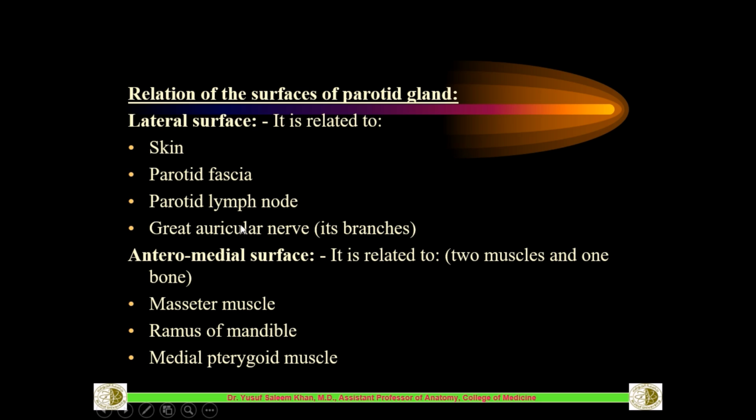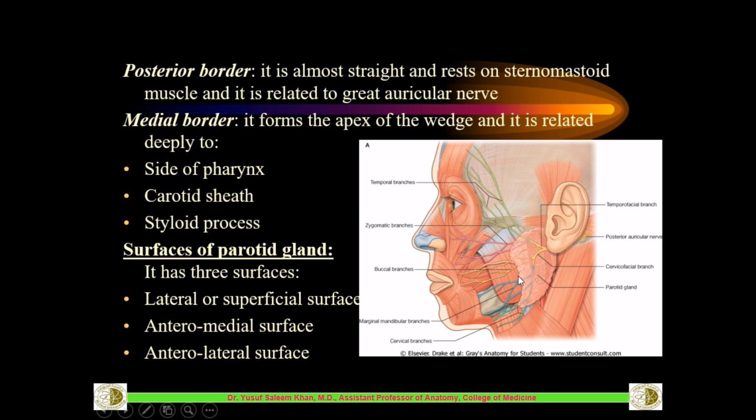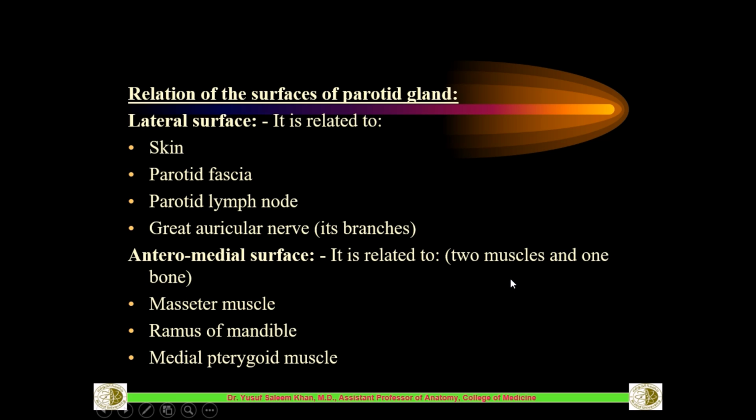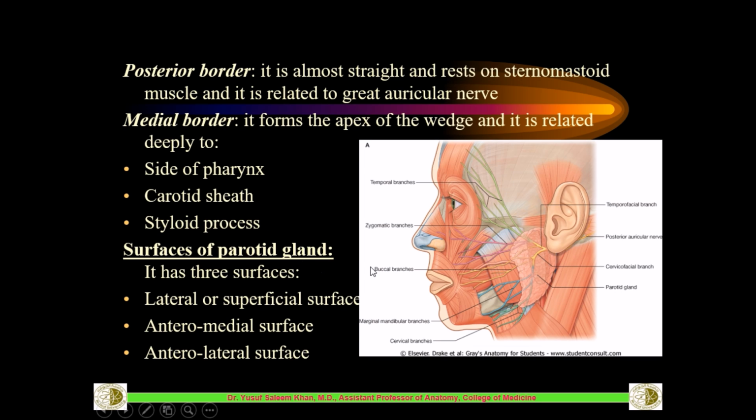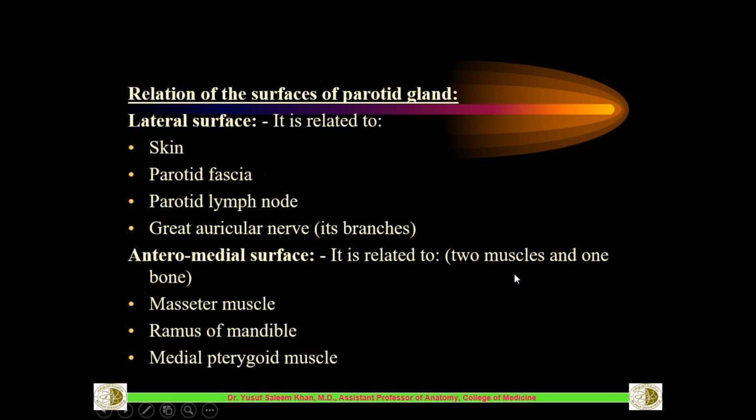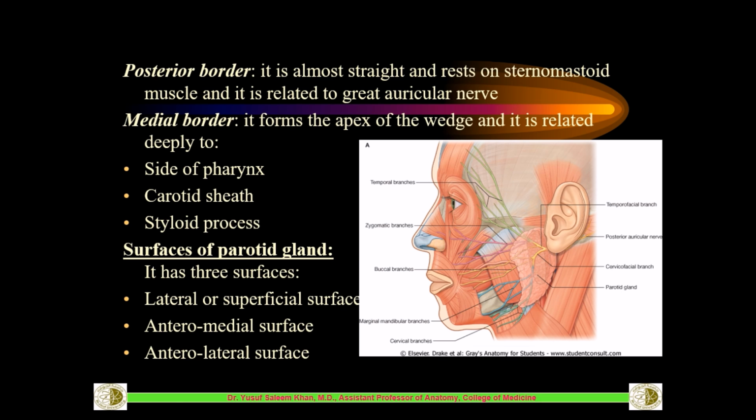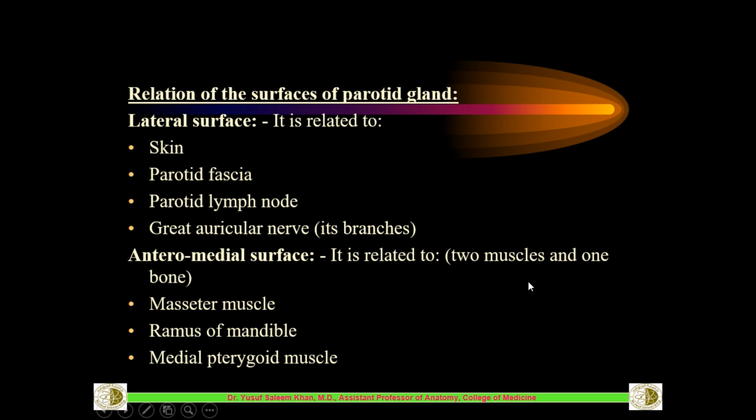The anteromedial border is related to two muscles. One is the masseter muscle. So the anteromedial border will be related to this muscle, which is called the masseter muscle. Then we have the ramus of the mandible. Deep inside will be the ramus. This is the body of the mandible, and here the straight vertical part will be called the ramus of the mandible. And the medial pterygoid muscle. Deep inside there will be the medial pterygoid muscle. So these are the structures which will be in contact with the anteromedial surface.